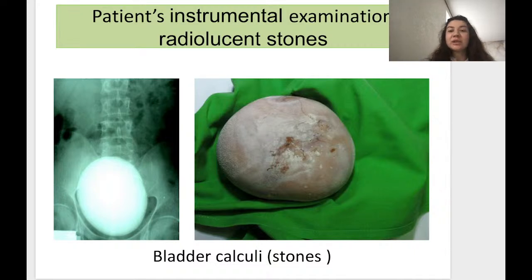Here are X-ray positive stones. It's very visible and you see such a huge bladder stone. And you see the same stone after the surgical operation.